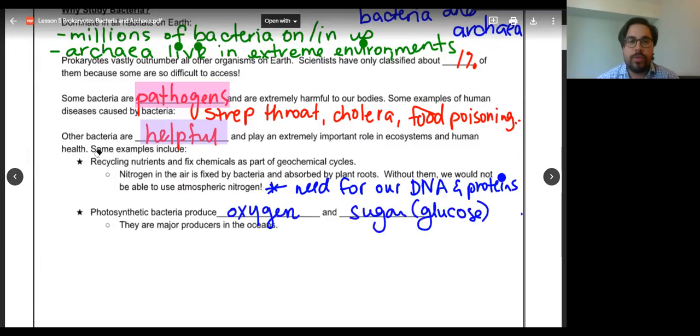When it comes to bacteria that go through what's called photosynthesis, we'll spend a lot of time talking about photosynthesis throughout this course, but photosynthetic bacteria will produce oxygen and sugar in many different ecosystems, specifically ones in the ocean. These photosynthetic bacteria are the main food source for fish and other organisms that live in water. Without it, the food chain would be severely disrupted, and we would see some other issues arise as a result.